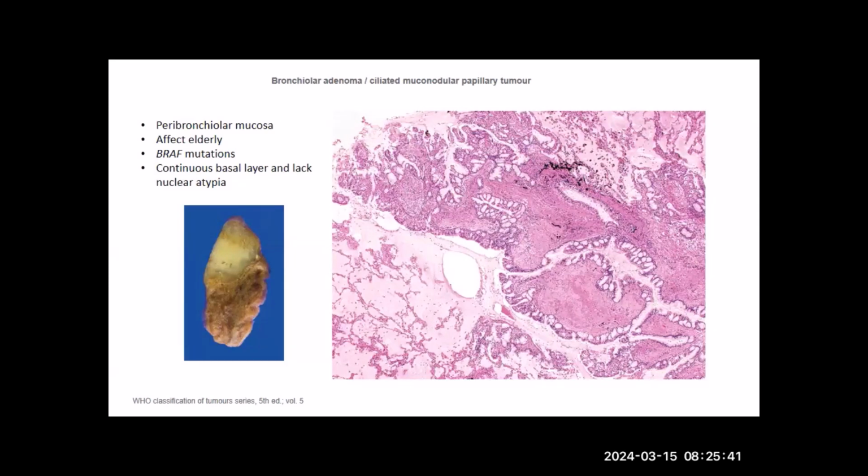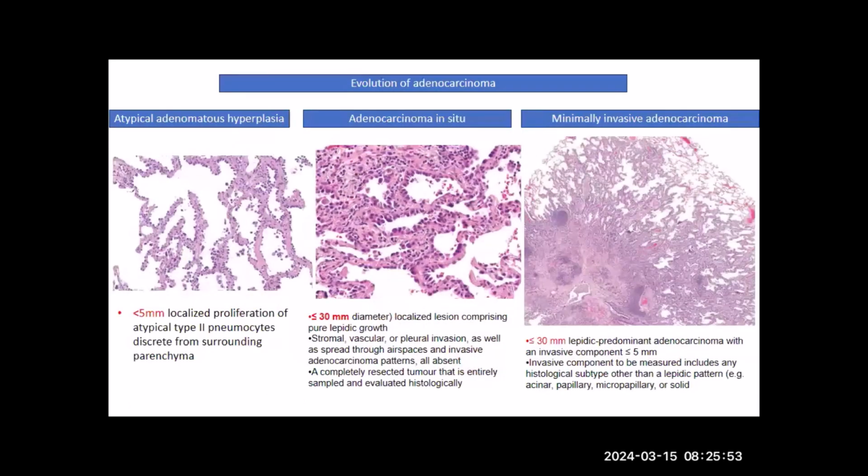So this is very rare. I have not seen it in practice yet. But it is associated with BRAF mutations and there is an intact myoepithelial cell near it. So these were some benign entities.